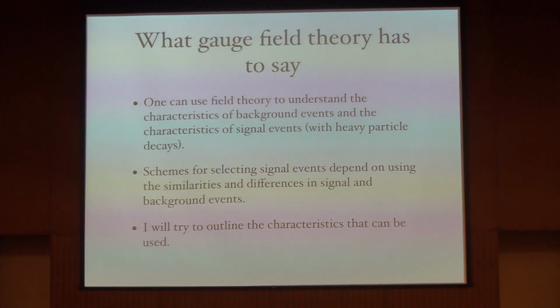Okay, so what does quantum chromodynamics have to say about sorting out the signal from the background? You can use field theory to understand the characteristics of the background events, and use field theory to discover the characteristics of the signal events, like in the particle case. Then the schemes for discriminating between the two depend on using the similarities and the differences between those. And that's what I want to talk about.